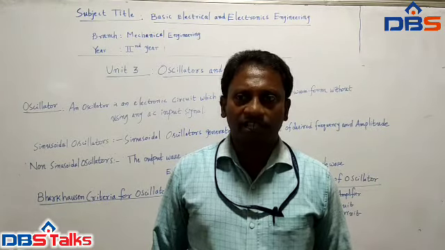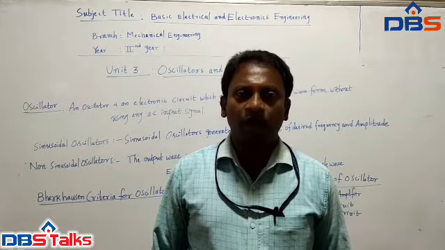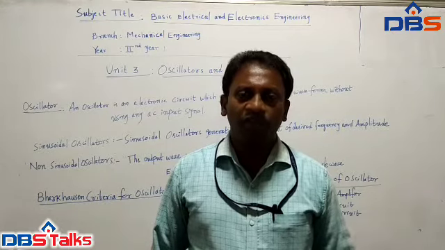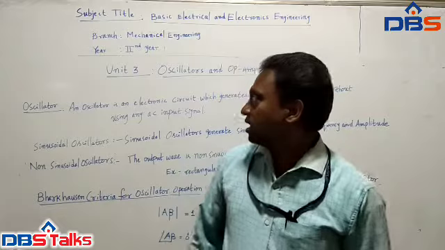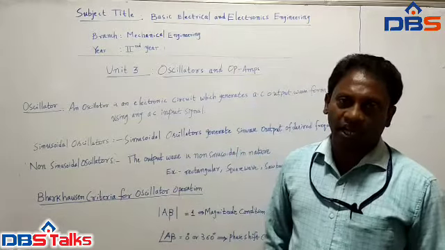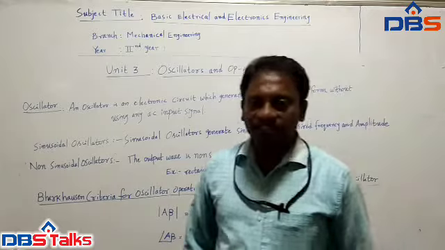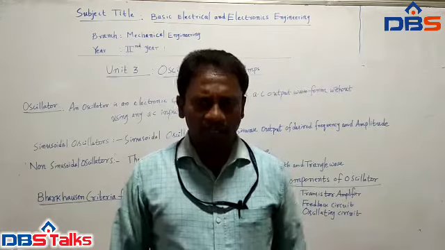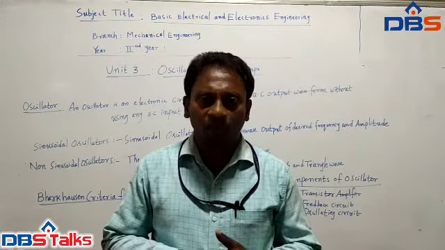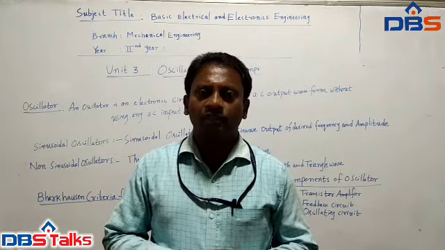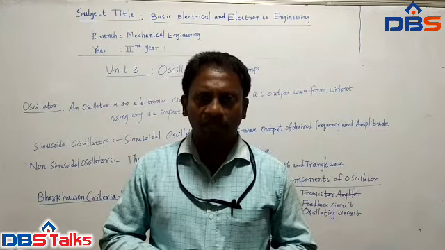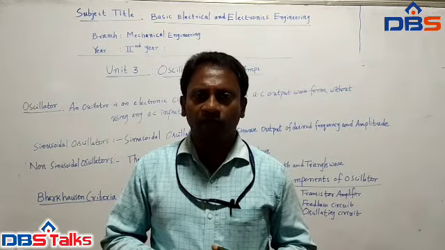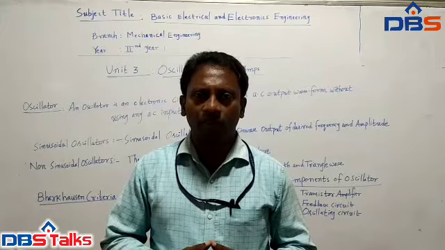In today's class, we will start Part B of Basic Electrical and Electronics Engineering. In Part B, I will teach you the third unit, that is oscillators and operational amplifiers. This is a part of the electronics subject, electronic devices and circuits. In this unit, we are going to discuss what is an oscillator and what are the different types of oscillators. After that, what is an operational amplifier, that is op-amp, and what are the different types of operational amplifiers and applications of operational amplifiers.